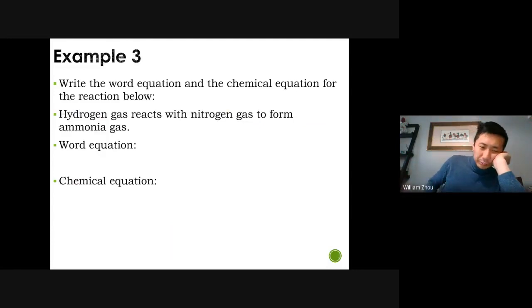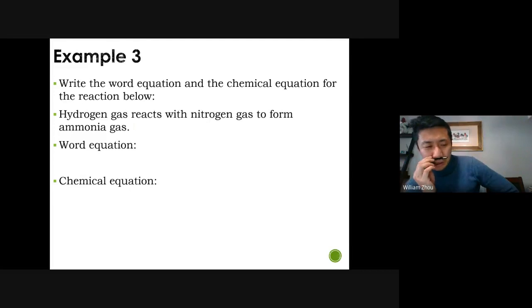So here's another one. Hydrogen gas reacts with nitrogen gas to form ammonia gas. Okay, write the word equation, write the chemical equation. So you have to understand what hydrogen gas is. You got to know what nitrogen gas is. And finally, what is ammonia gas? So again, I'll give you like a few minutes to try to work this out. And then I'll take this up. And please share your answers if you're finished.